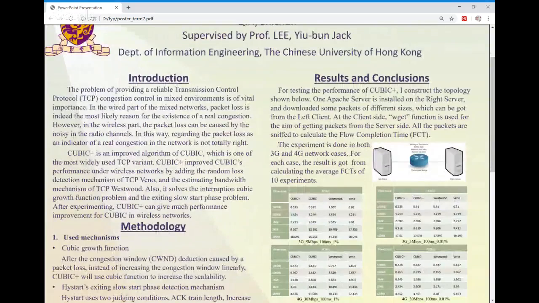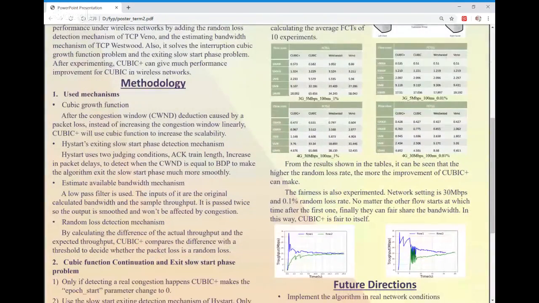In this way, my final year project is to implement a new TCP variant, which is based on cubic, but I also add some new mechanisms that I get from other sources to improve its performance under wireless networks. Here comes the methodology.